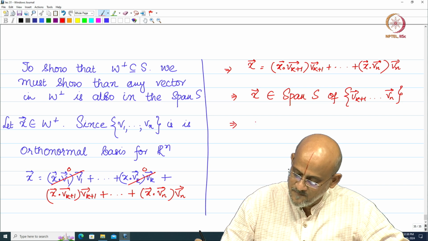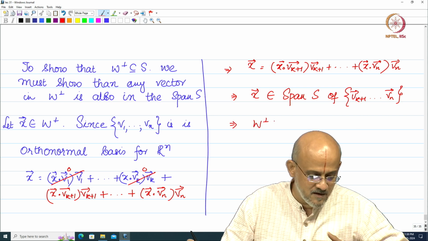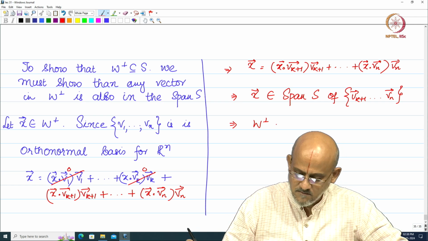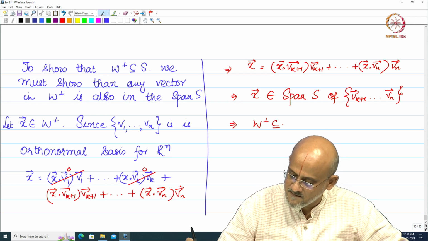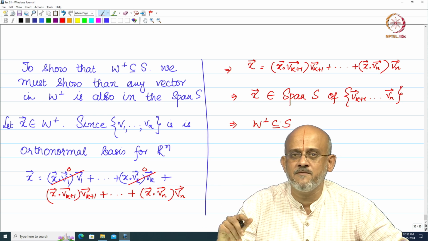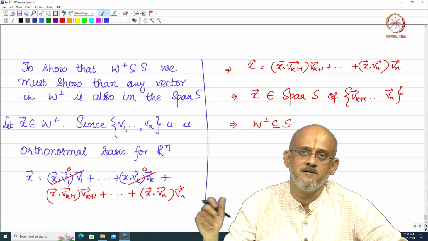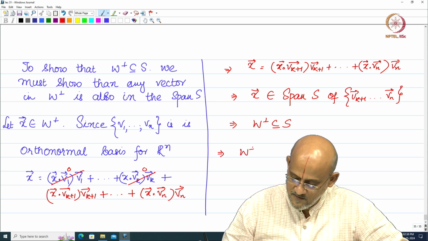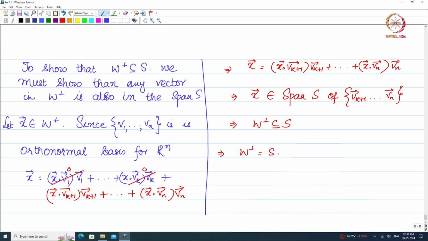Which means W orthogonal complement is a subset of S. Now, in the previous part we had S to be a subset of W complement, and now we have W complement to be a subset of S, which implies W complement is equal to S, right. So we have established that the span of the set of these vectors is equal to the W complement itself, and therefore, what is it that we started with?